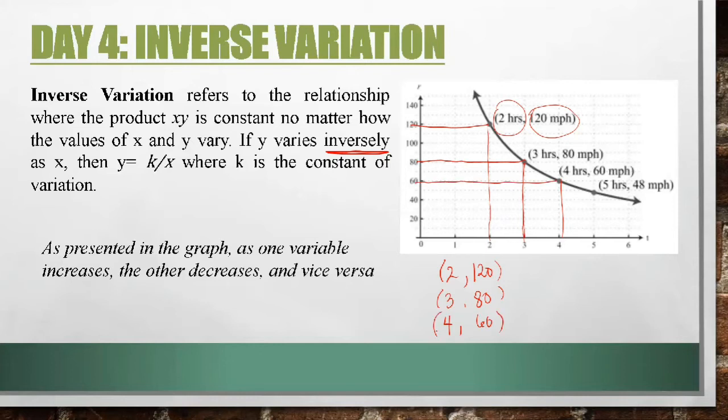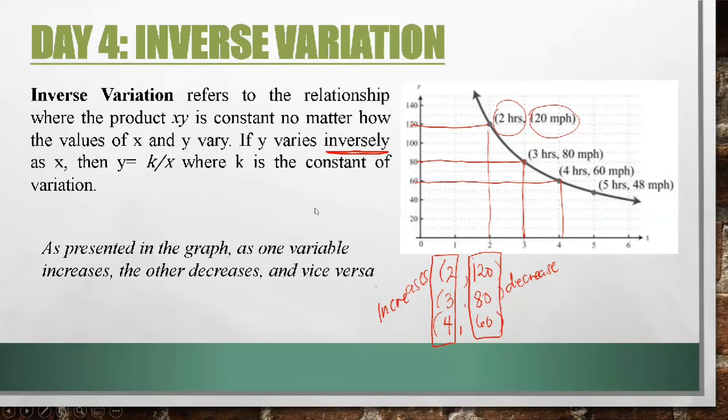Now, let's identify the first variable which is yung x natin. Yung x natin from 2 naging 3, naging 4, therefore, x increases. And yung y natin from 120 naging 60, therefore, y decreases. Ibig sabihin, this graph represents an inverse variation. So, this is how we identify if the graph is an inverse or direct variation.